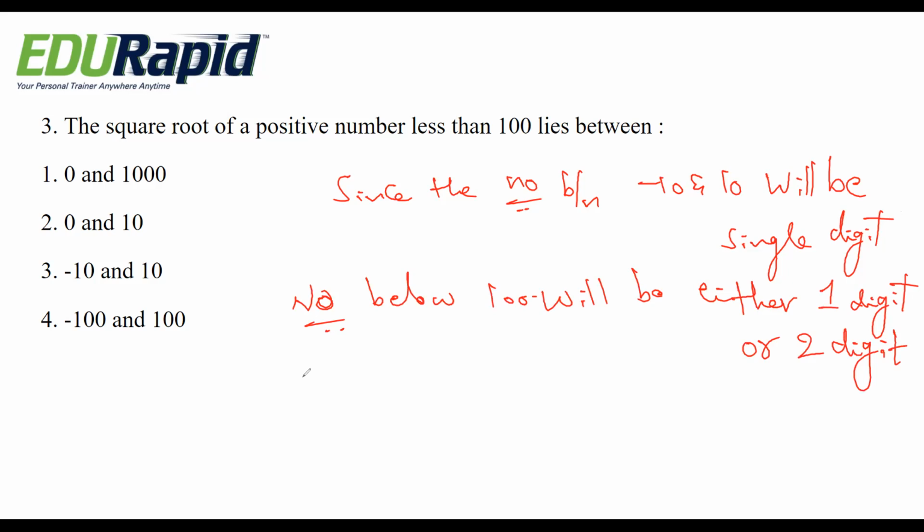So we can say that number is always a single digit. So single digit means minus 10 to plus 10. That is, option 3 is the right answer. Please note down these conditions. These are the condition based questions.